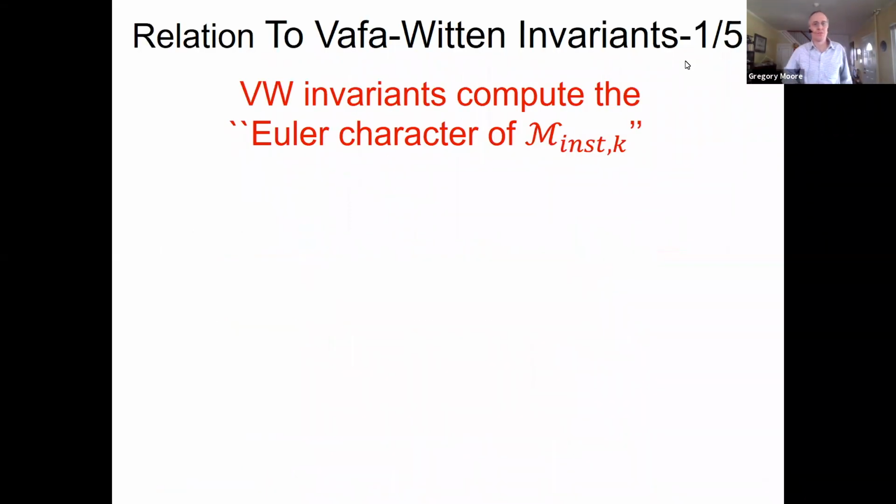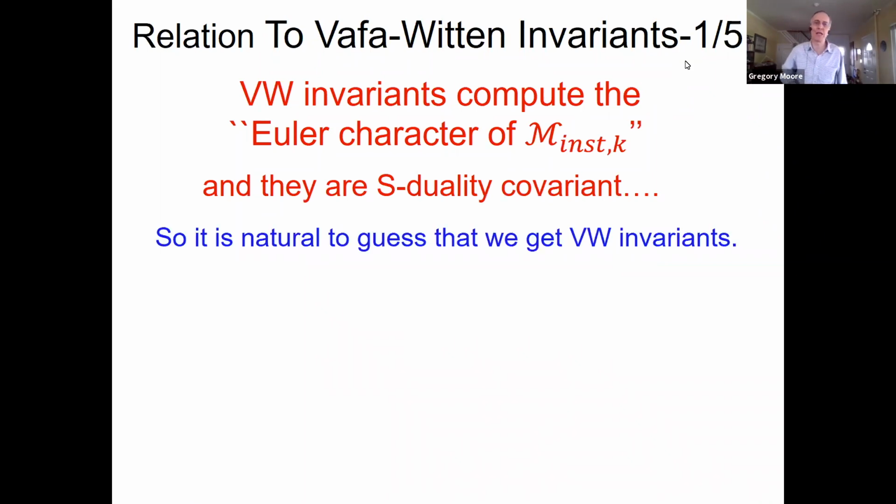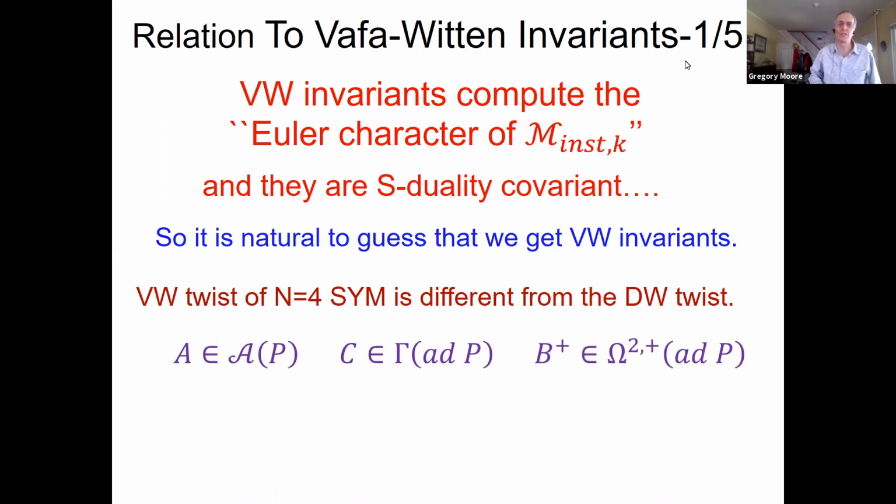Now, famously, the Vafa-Witten invariants compute the Euler character of the instanton moduli space. And moreover, they're S-duality covariant. So it's natural to guess that we get the Vafa-Witten invariants. But as I said before, that's kind of odd because the Vafa-Witten twist of N=4 super Yang-Mills is different from the Donaldson-Witten twist.